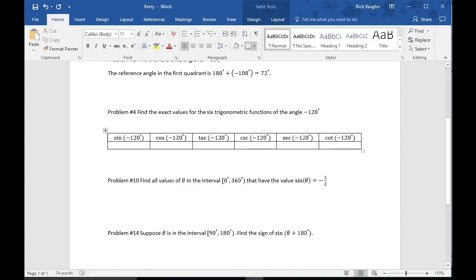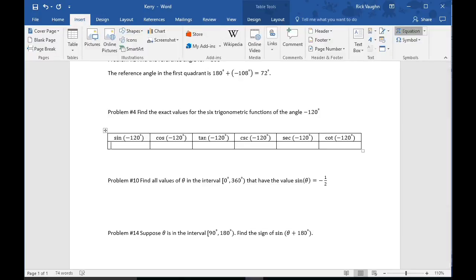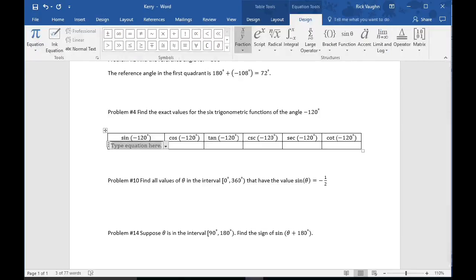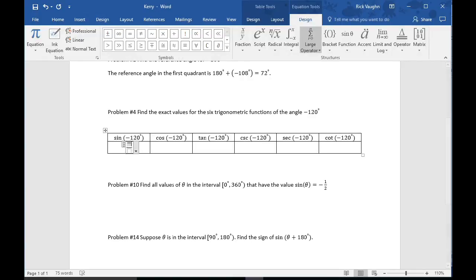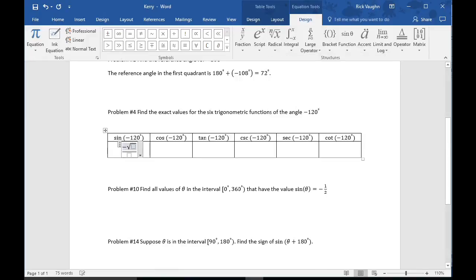With a reference angle of 60 degrees, the sine of 60 degrees is root 3 over 2. And sine in the third quadrant is negative, so my response here is going to be negative root 3 over 2. I'll do this with the fraction tool. In the numerator of the fraction, I'm going to put negative, and then I'll use my square root tool and put the square root of 3 over 2.